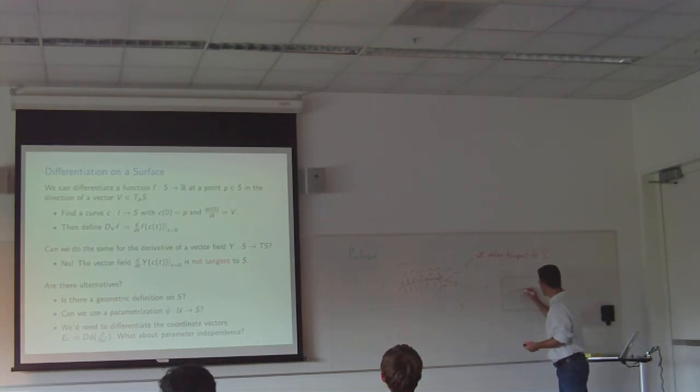Here's a vector which is tangent to the surface at this point. Here's the next vector which is tangent. So this is the vector Y at c at 0. Here's the vector Y at c of little tiny delta t.